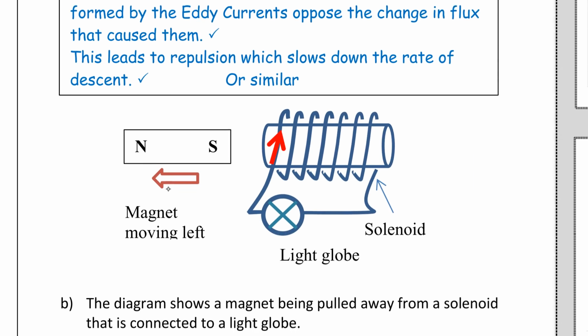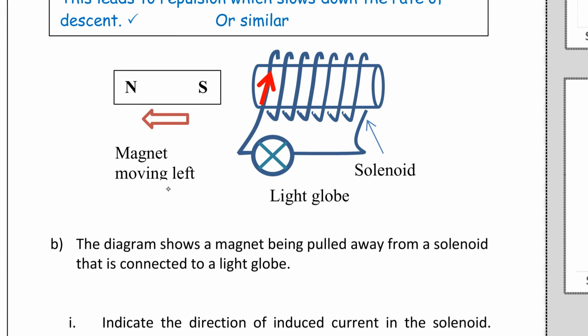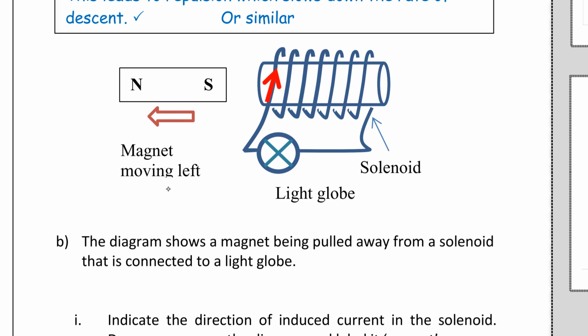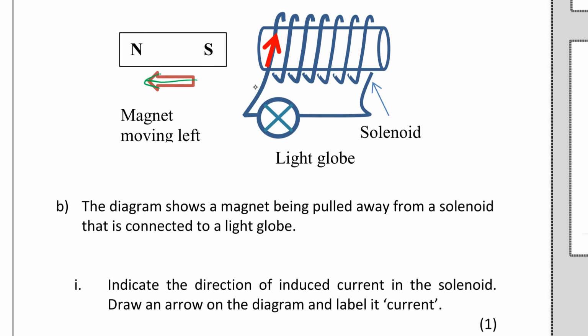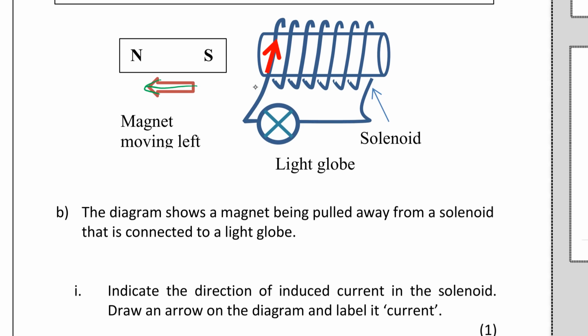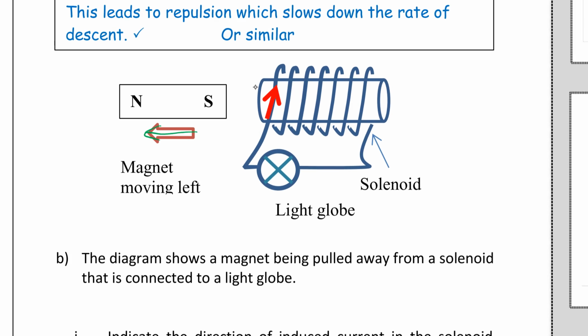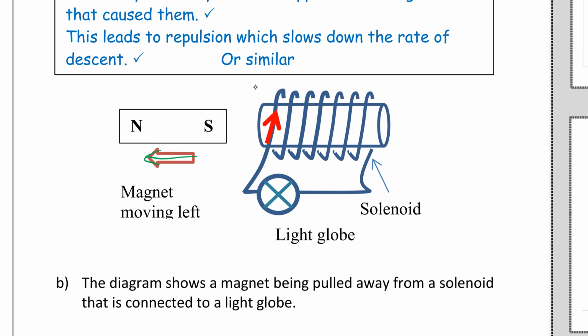The next question has given you a diagram of a magnet which is being moved away from a coil of a solenoid, and the solenoid is connected to a light bulb. So the diagram shows the magnet being pulled away from a solenoid that is connected to a light bulb. Indicate the direction of induced current in the solenoid. Draw an arrow on the diagram and label it current. So before we do that, let's look at it step by step. What is exactly happening here?